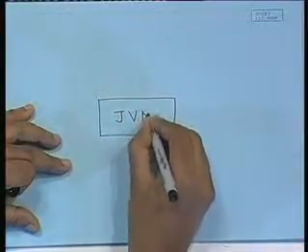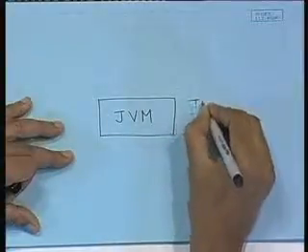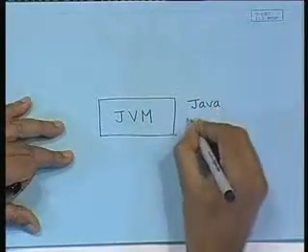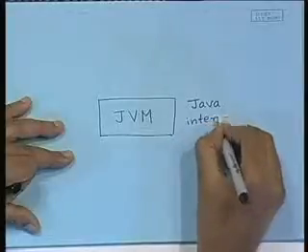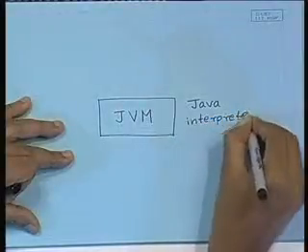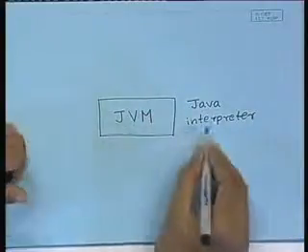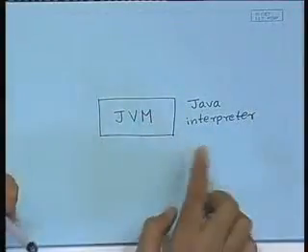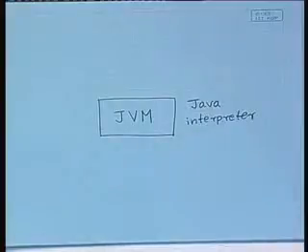Java virtual machine is basically a Java interpreter. This can interpret Java programs, but there is one difference between the interpreter that we had for JavaScript and the interpreter that we have for Java. In JavaScript, the interpreter can take the source code and interpret directly, but in Java it is a little different.